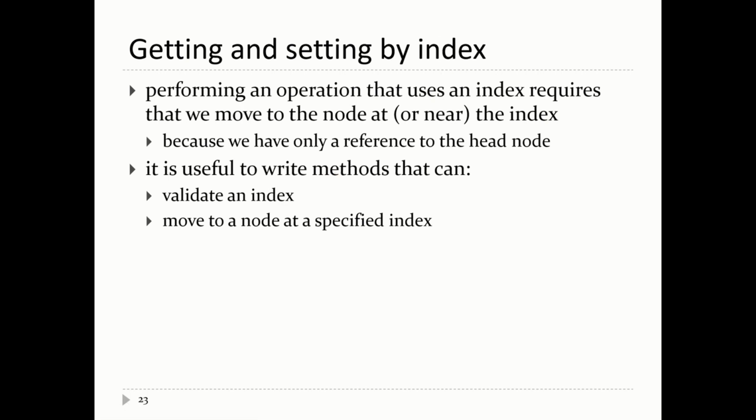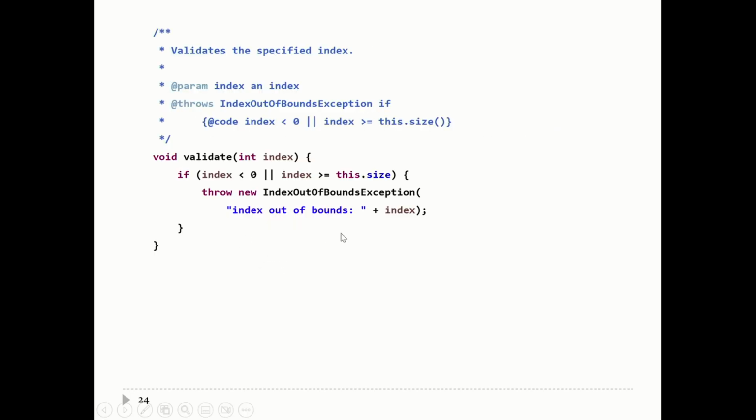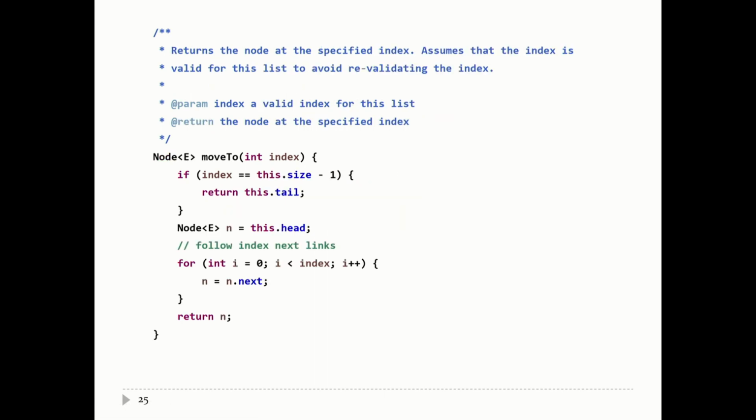And so it's really useful if you write a method that can both validate an index, which is easy to do, and then move to a node at a specified index. So validate's dead easy. You just check if the index is less than 0 or greater than or equal to the size. Throw an exception if it is. Moving to a node, though, involves following a sequence of links. If I want to move to a node, you always start at the head node. So if I want to go to the middle of a list, I have to follow roughly n over 2 links in the list.